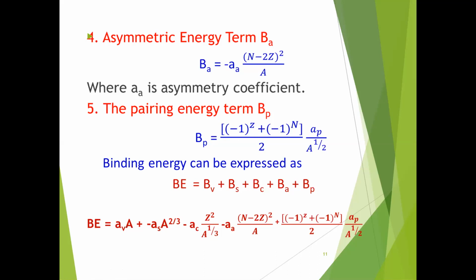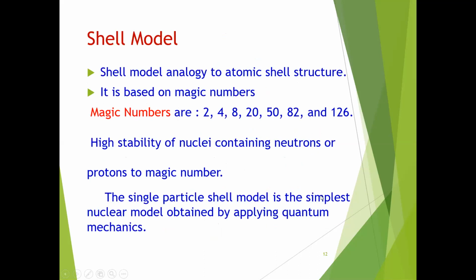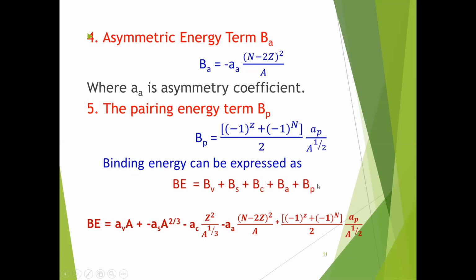And if you calculate the total binding energy of the nucleus, B is equal to adding all the terms, BV, volume energy, surface energy, Coulomb energy, asymmetric energy and pairing energy terms, we will get this equation, which is called the semi-empirical mass formula. From this, we get the semi-empirical mass formula.